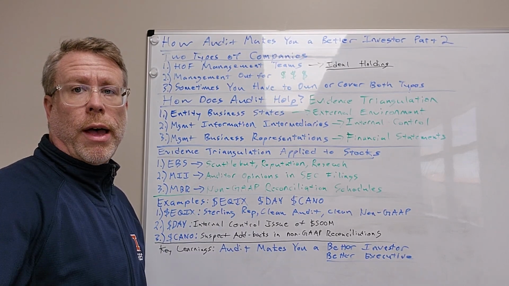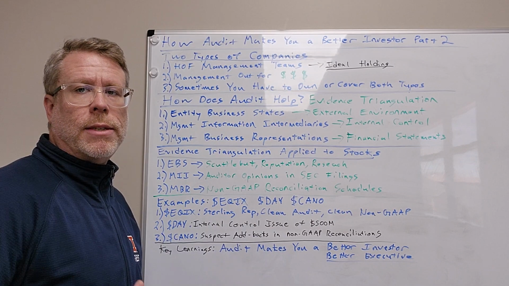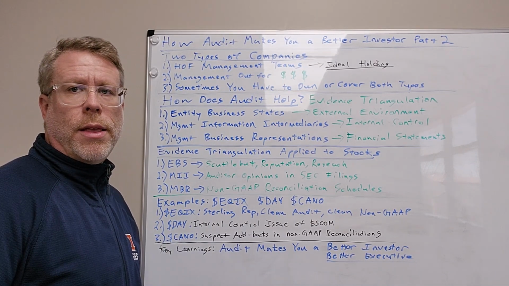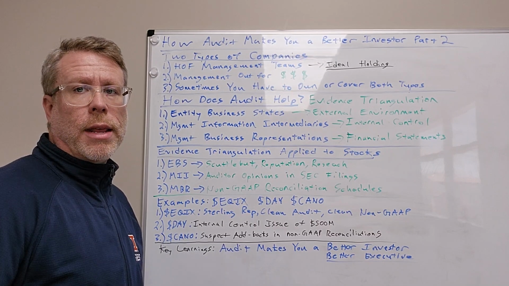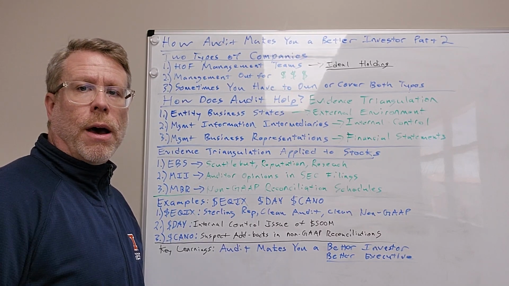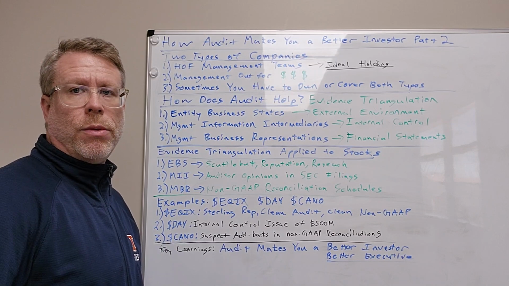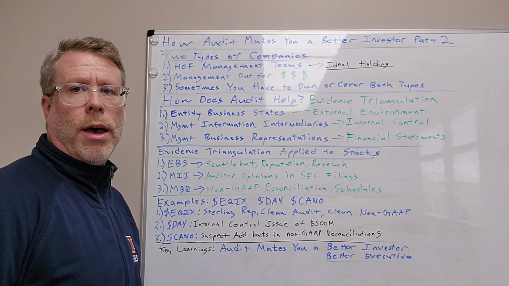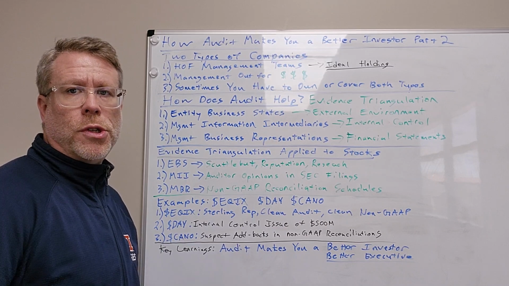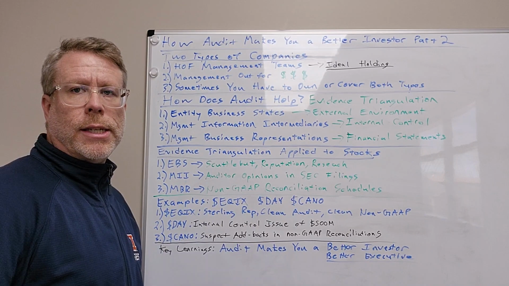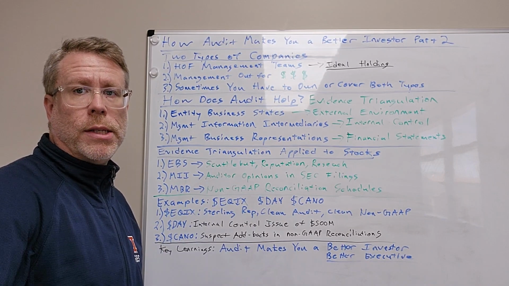So let's look at some real-life examples and start with Equinix. Equinix has a very sterling reputation in the data center community, a clean audit in the 10-K, and really clean non-GAAP reconciliations. Now, on the opposite end of the spectrum is Dayforce, where they were recently hit with a salacious short attack from Blue Orca, and there's a clear internal control issue to start with. And then you look at something like Cano Health, where they had suspect add-backs to their non-GAAP reconciliations.